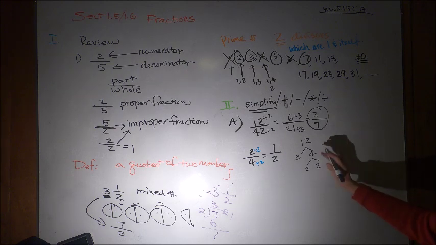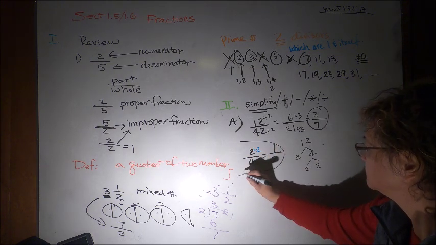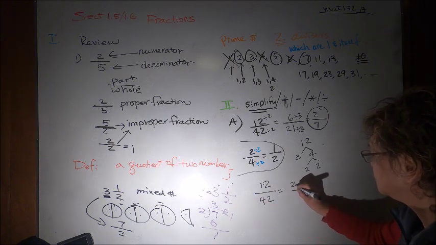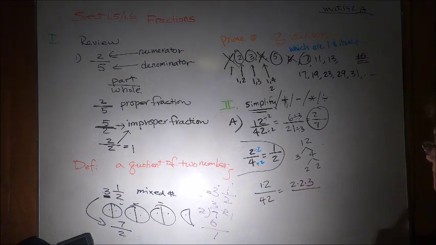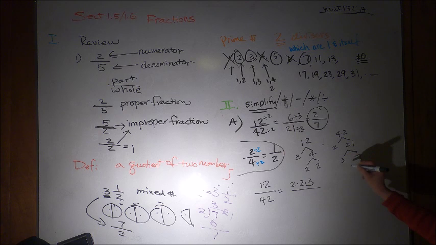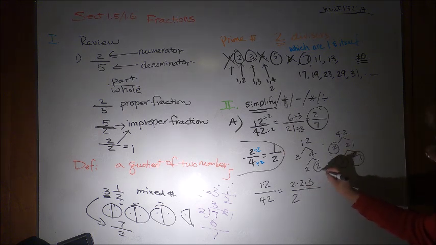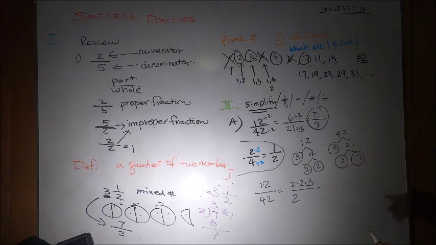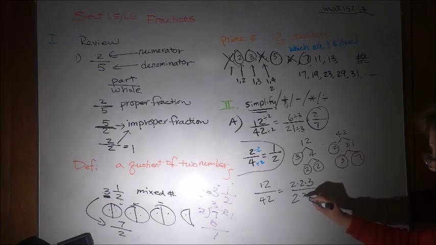So let's write here. 12/42. So 12 is what? 2 times 2 times 3. And 42 would be what? Okay, 2 and 21. That would be 3 and 7. So you circle the tree leaves, the bottom ones. The tree trunk in the middle is just temporary. We don't need to use it. So we write it out, right?